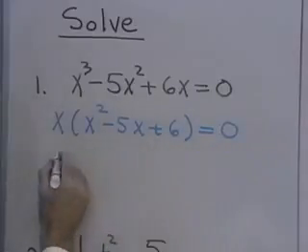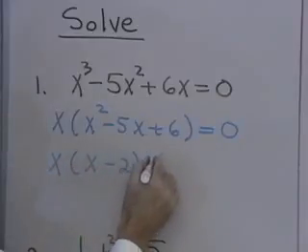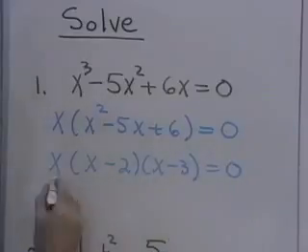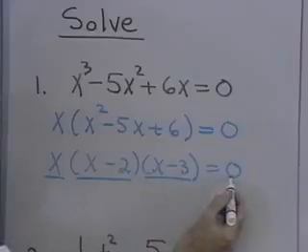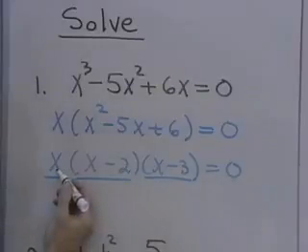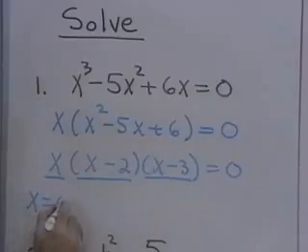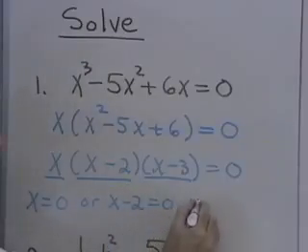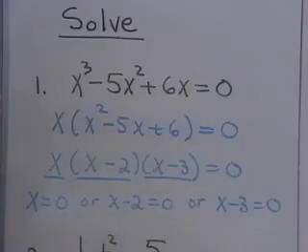Now I factor this trinomial. It factors into x minus 2 times x minus 3. And we have equals 0. Now I have the product of this, and this equal to 0. Now that will be a true statement if this is 0, or this is 0, or this is 0. So x is equal to 0 gives me one solution, or x minus 2 equals 0 gives me another solution, or x minus 3 equals 0 gives me another solution.